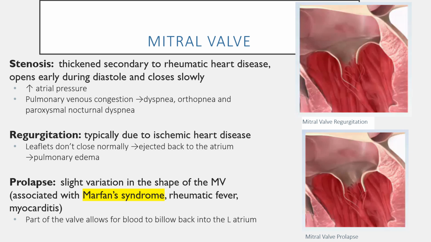Marfan syndrome is a genetic disorder affecting connective tissue strength. Clinical features include weakness in connective tissue that affects structures like the mitral valve. Mitral valve regurgitation can cause increased pressure in the pulmonary bed, leading to pulmonary hypertension. Symptoms may include paroxysmal nocturnal dyspnea.